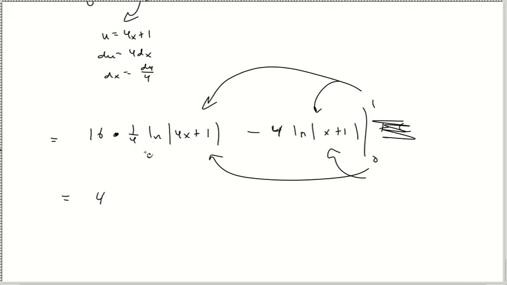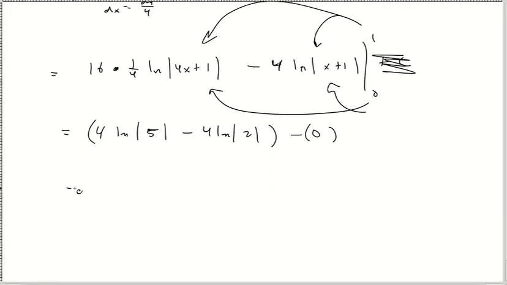So 16 and 1/4 makes a 4. Ln of basically plugging into 1, we get 4 plus 1 makes a 5. Minus, and then 4 ln of plugging into 1, 1 plus 1 is 2. And then, like I said, the rest of it just zeroes out. So this stuff minus 0, and then, well, that's your answer. You're done.